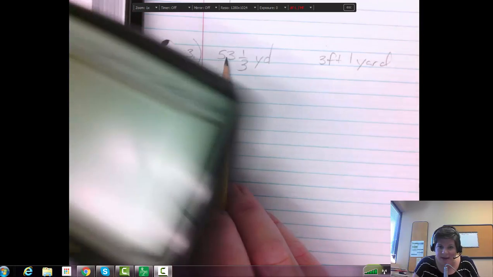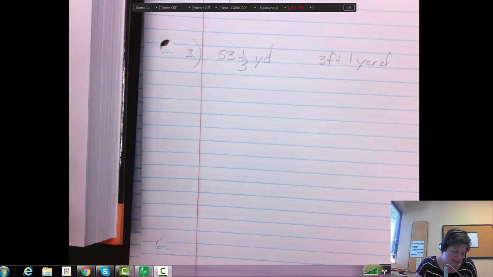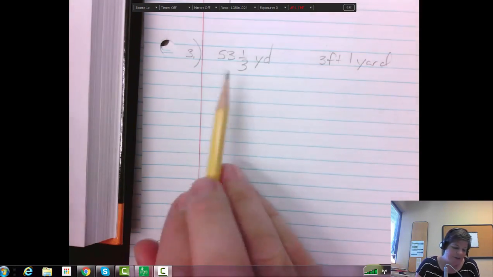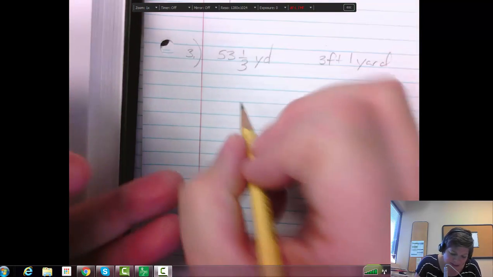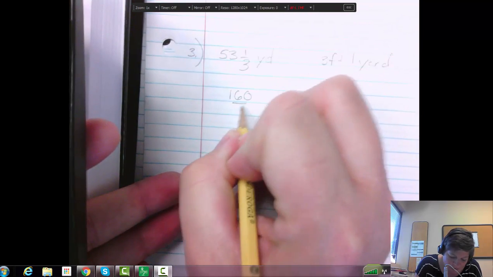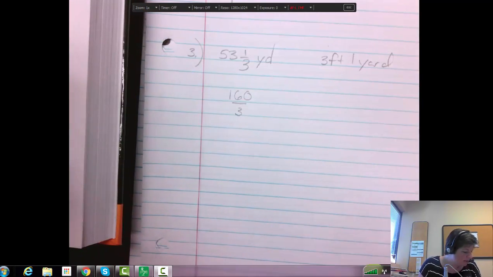So I'm going to use my calculator. 53 times 3 is 159. And then I add that 1 back to get 160 thirds. And this is 160 thirds yards.